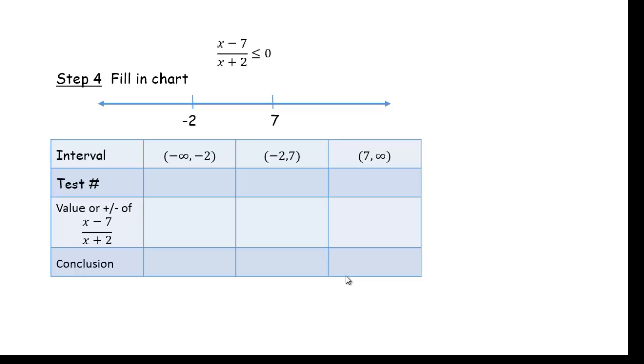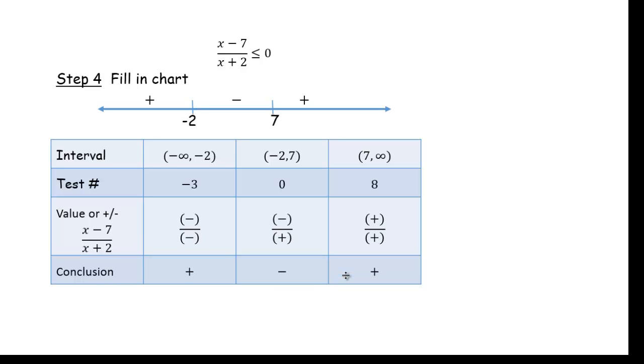Those numbers, negative 2 and 7, divide my number line into 3 intervals. Negative infinity to negative 2, negative 2 to 7, 7 to infinity. We pick a test number from each interval, plug it into our left-hand side, and see if we get a positive number or a negative number. The numbers I chose as test numbers are negative 3 for the first interval, 0 for the second interval, and 8 for the third interval.